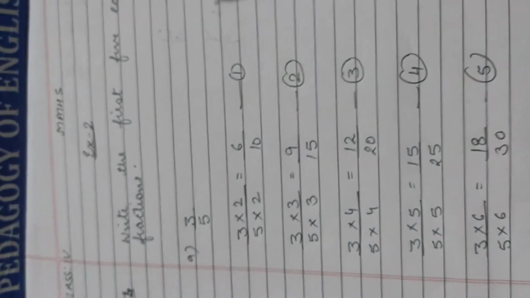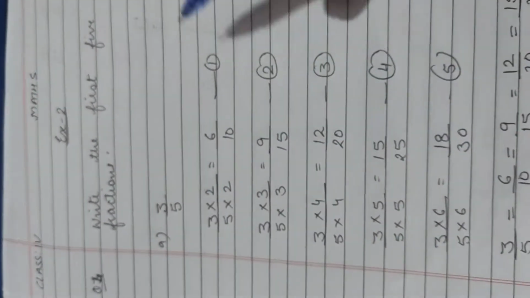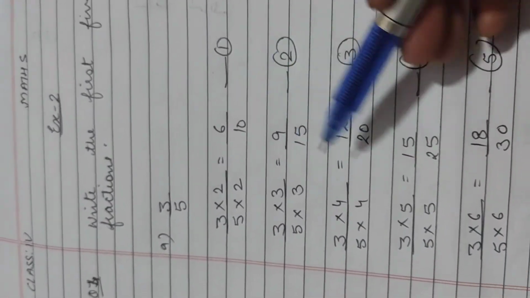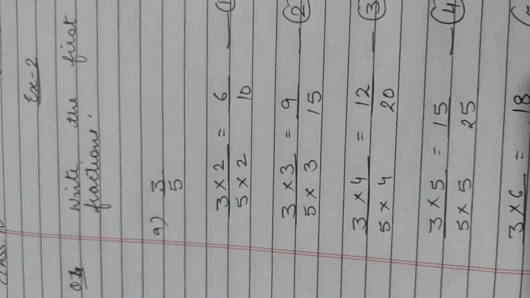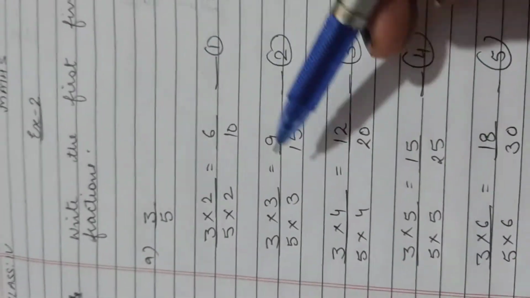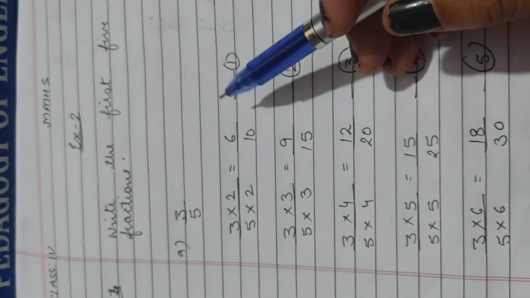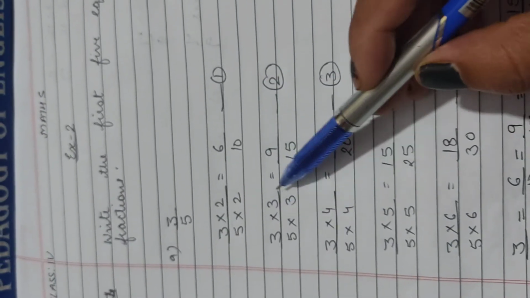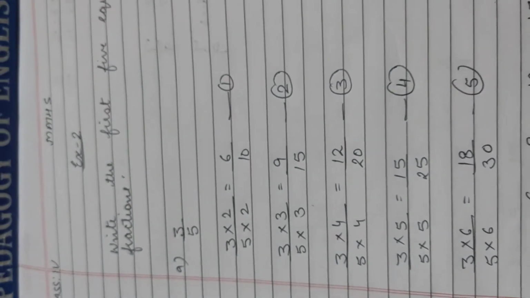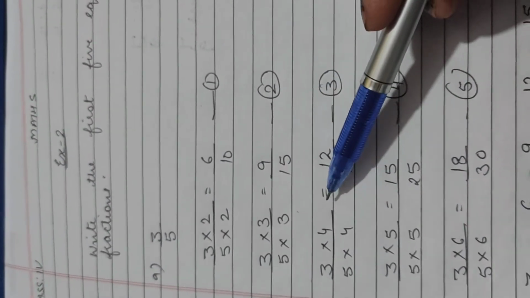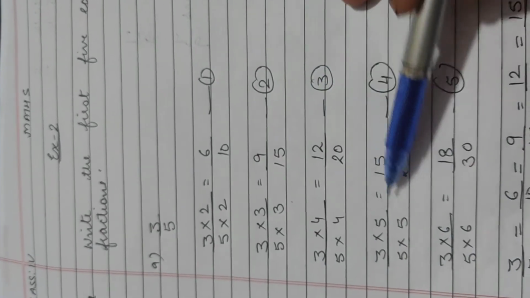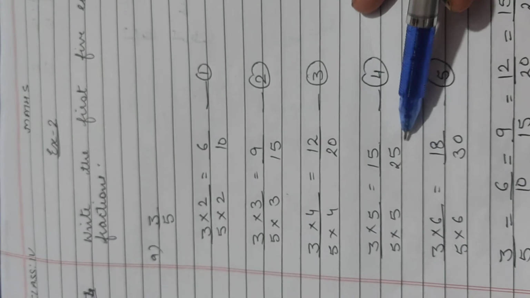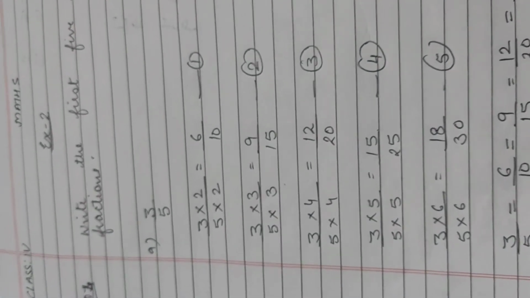If you are given the question, find 5 equivalent fractions, you can multiply by any number, maybe 11, 8, 9, 12, 13, 14, any number. But if it is the first 5, then you have to start in order. So 3/5 multiplied by 2, you get 6/10. 3/5 multiplied by 3, we get 9/15. 3/5 multiplied by 4, you get 12/20. 3/5 multiplied by 5, we get 15/25. This is the fourth equivalent fraction.